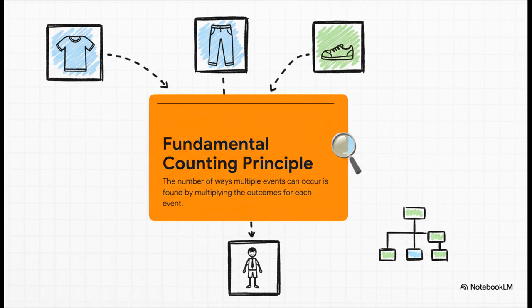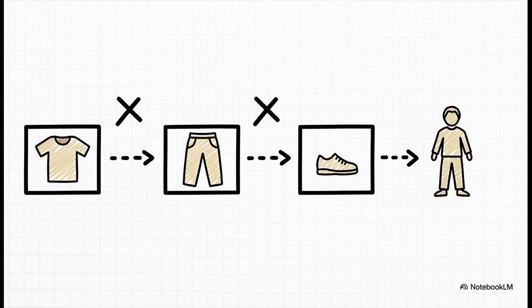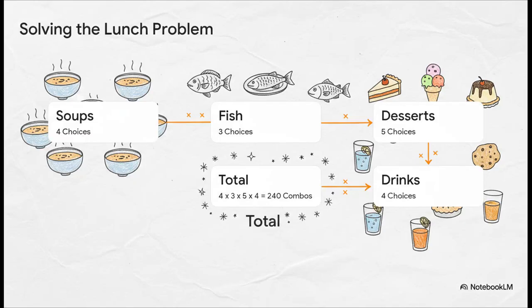But don't let the formal language fool you. The actual idea behind it is incredibly simple. And here it is. This is the whole secret, boiled down to its essence. All that academic language just means this. If you have a series of choices to make, you just multiply the number of options at each step. That's it. So let's go back to our lunch problem and solve it.